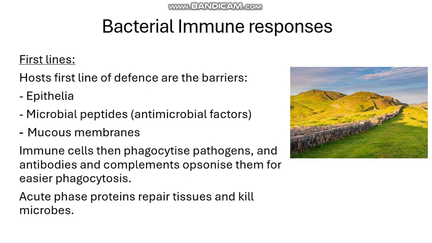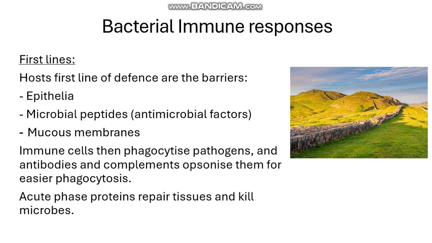The first lines of defense against bacterial infection are the epithelia, the microbial peptides on our cell surfaces, so our antimicrobial factors, which we talked about when we were discussing the microbiome, and also the mucous membranes, because these catch bacteria and our cilia on top of our epithelial cells fan bacteria away from these mucosal sites that are gates of entry for potential pathogens.